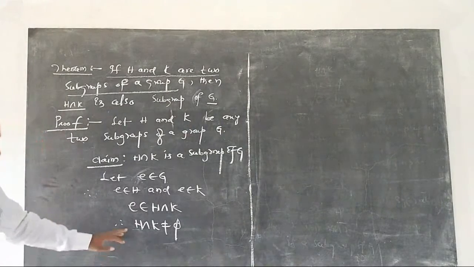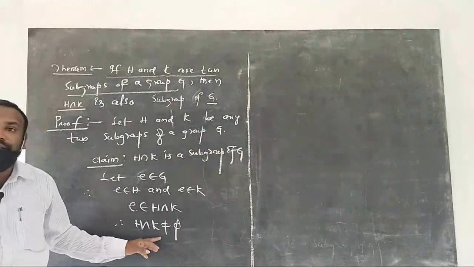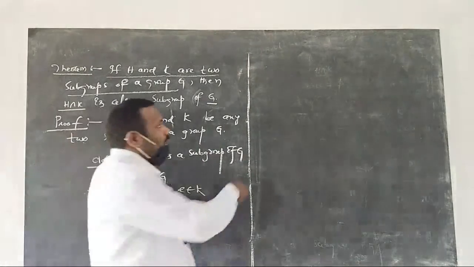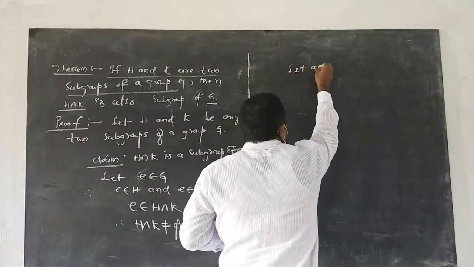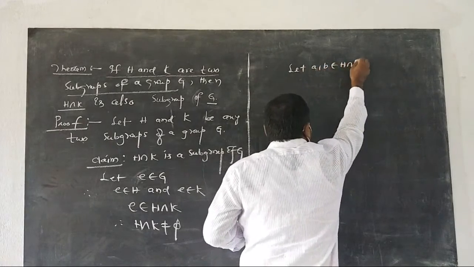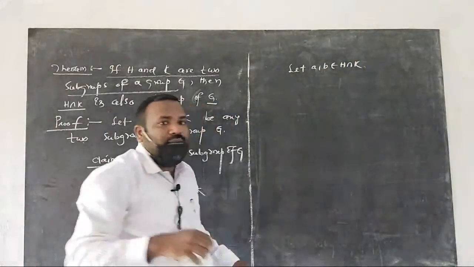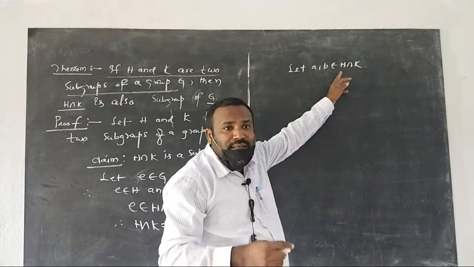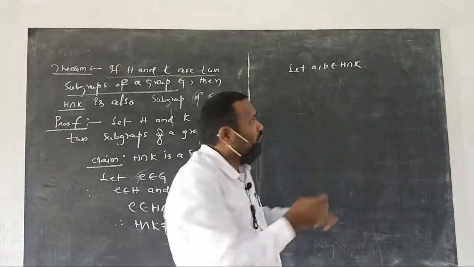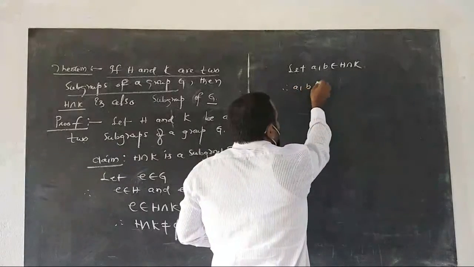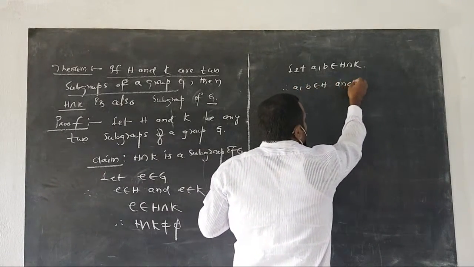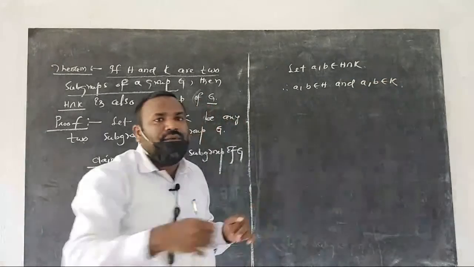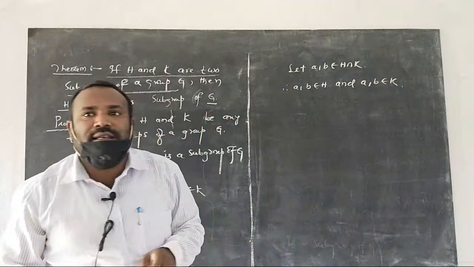Next, H intersection K is non-empty. That means there exists at least one element. You take any two elements in H intersection K. Let a, b belong to H intersection K. Two elements are taken in their intersection. If a, b are in H intersection K, what does it mean? a, b are in H and also in K. Therefore a, b belong to H and a, b belong to K, because a, b are common elements to H and K.